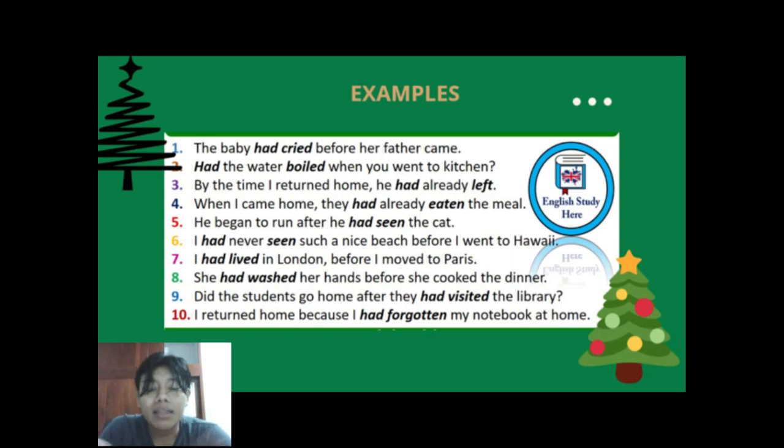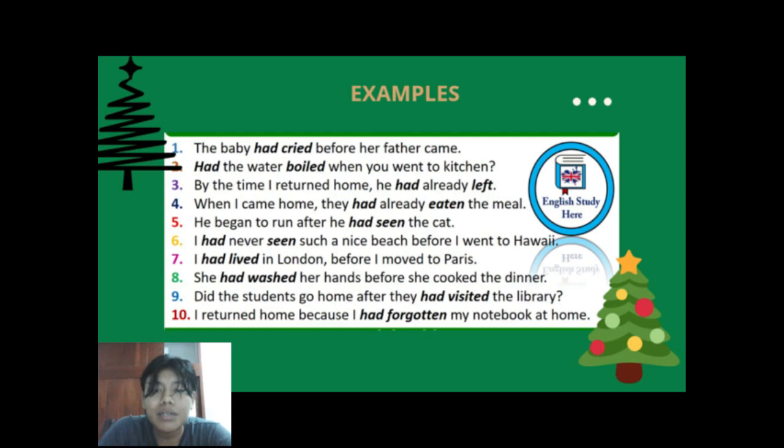And the next one: I had never seen such a nice beach before I went to Hawaii. And the next one: I had lived in London before I moved to Paris. She had washed her hands before she cooked the dinner. Did the students go home after they had visited the library? And the last one: I returned home because I had forgotten my notebook at home.